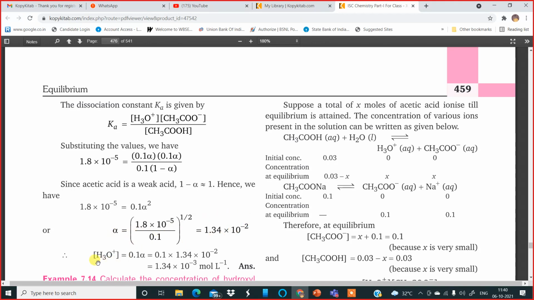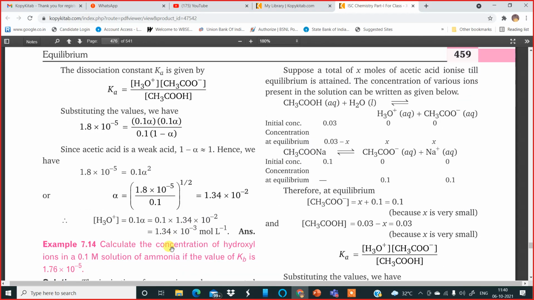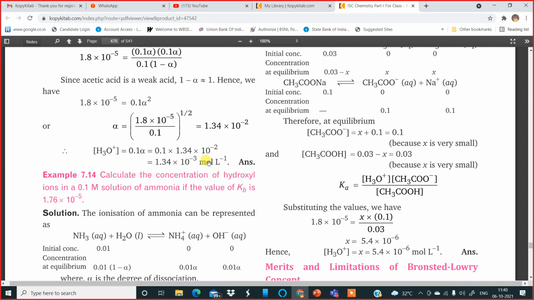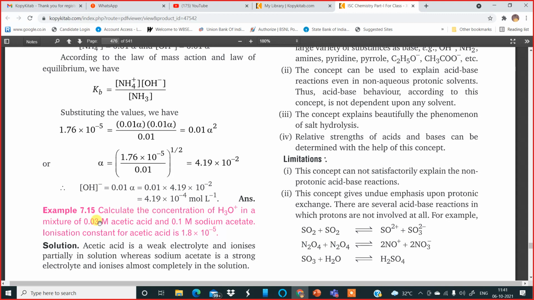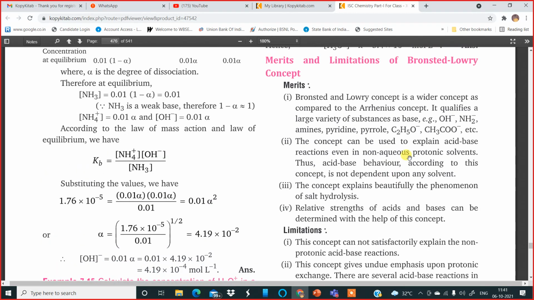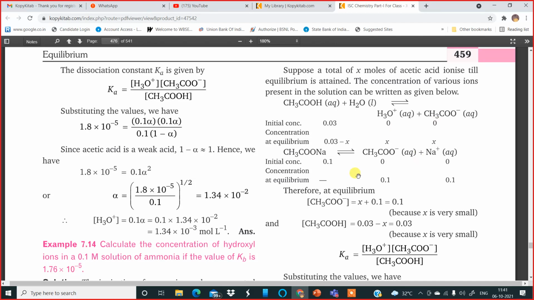Finally, the concentration of hydronium ion is obtained by multiplying 0.1 into alpha, that is 0.1 into 1.3 × 10^-3, which comes to 1.34 × 10^-3 moles per liter. This is one simple numerical which should help you solve similar problems. I request you all to practice this sum, and example 7.14 also, which takes the dissociation of a base, the ionization of ammonia. Go through this working, it is easily done. Example 7.15 is also solved very nicely over here.